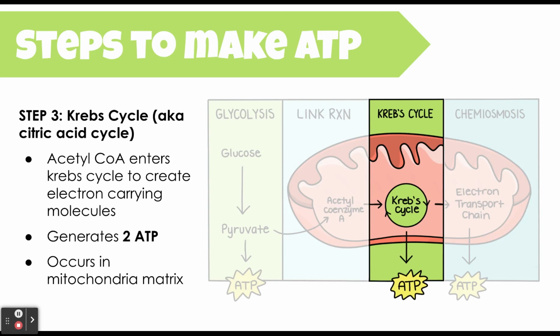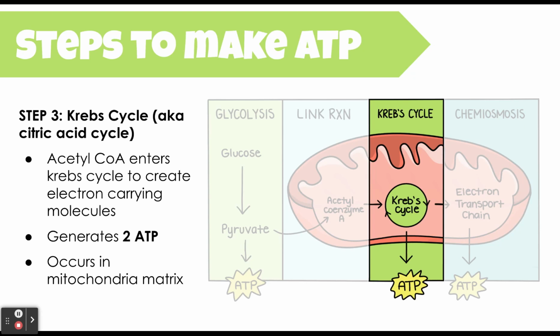So that acetyl coenzyme A will then enter the Krebs cycle, which is a series of steps that is creating molecules that are going to carry electrons. Now, I'm not going to go super into detail about why we need these electron carrying molecules. They are important, but at this step we have created a little bit more ATP. So two more ATP molecules have been created. This Krebs cycle is occurring in that matrix space of your mitochondria. That's the space inside the inner membrane.